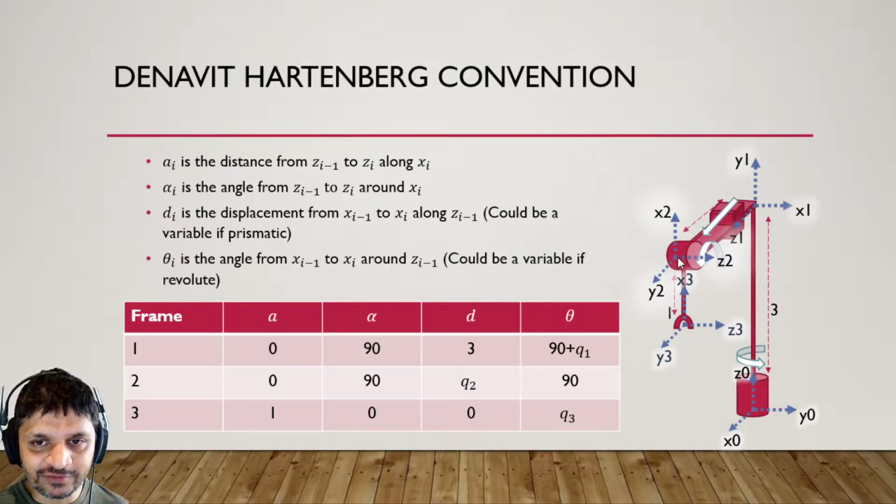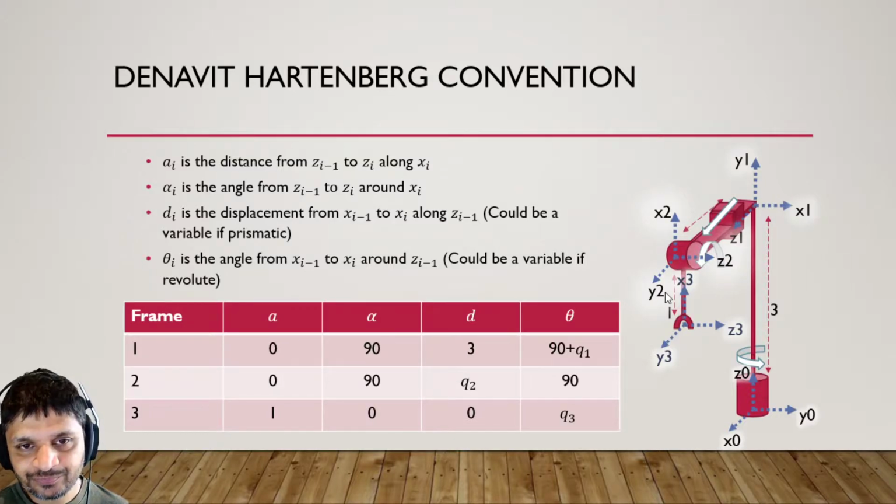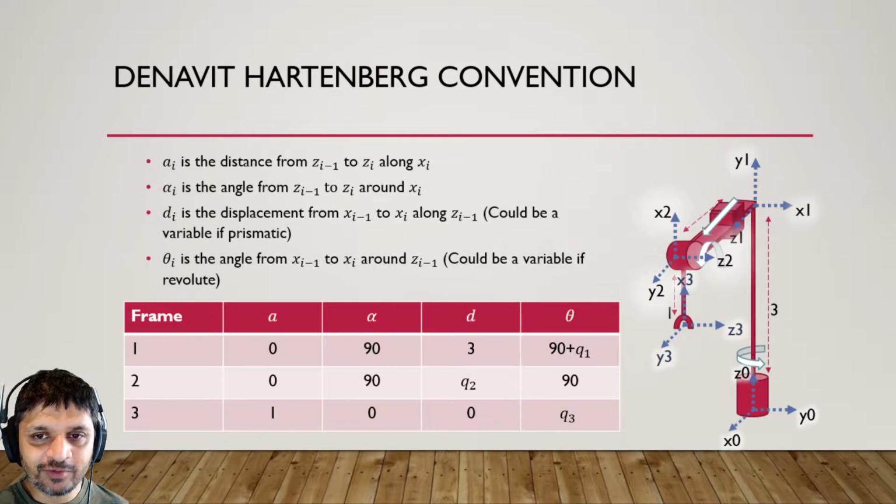D is the distance along z, so the distance along zi minus 1, right? So this is zi minus 1. What's the distance between this axis and this axis? It's 0, right? Because the link is going along x, not z. So 0. And then theta i is the angle around zi minus 1 to get my x's to align. Now, that means it's the angle around this z to get this x to align with this x. But they're already aligned, right? They're pointing in the same direction. So that means the answer there is 0. But remember, this joint can rotate.